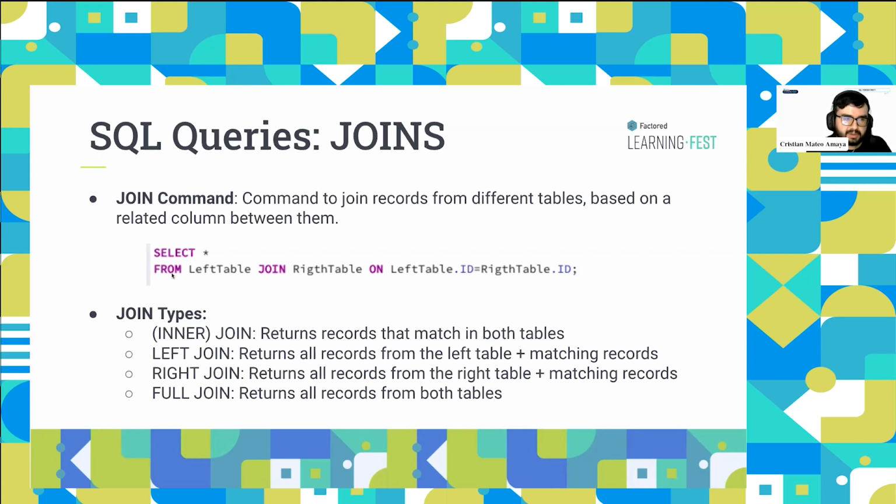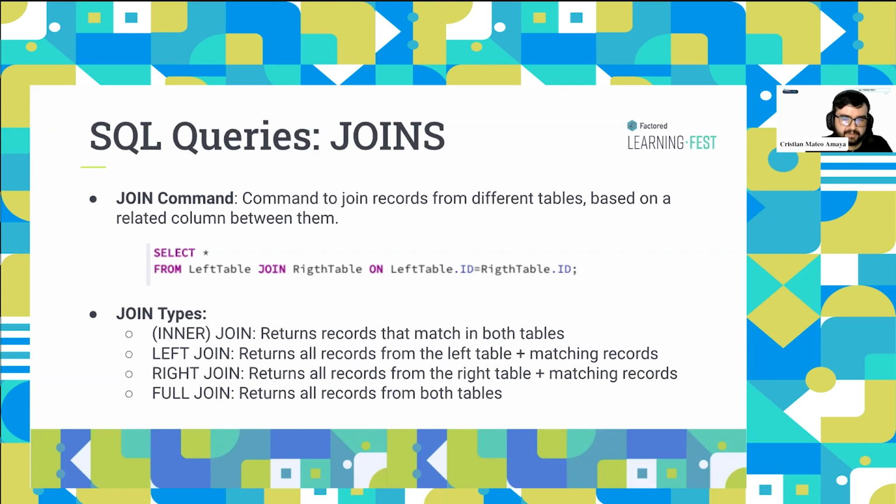Normally you write it in the front part of the select. You put the left table, the right table, on, and this is the column which should match between the two. Let's say you have the order table with order ID and customer ID, and you have the customer table with customer ID. You can join them on that specific column.